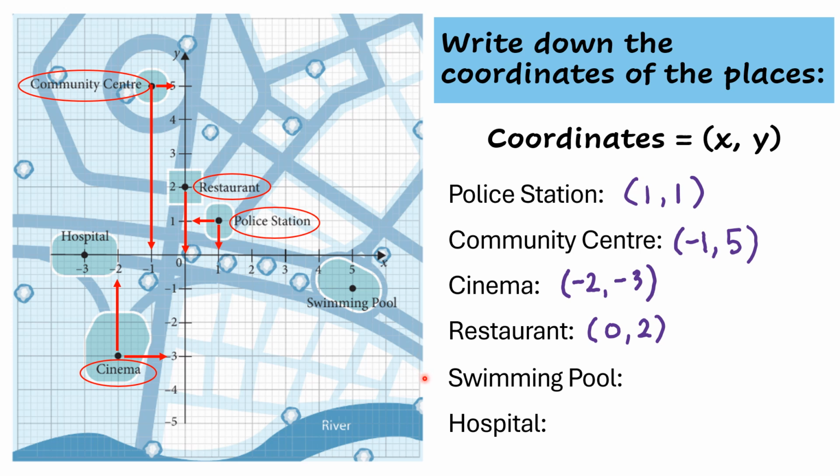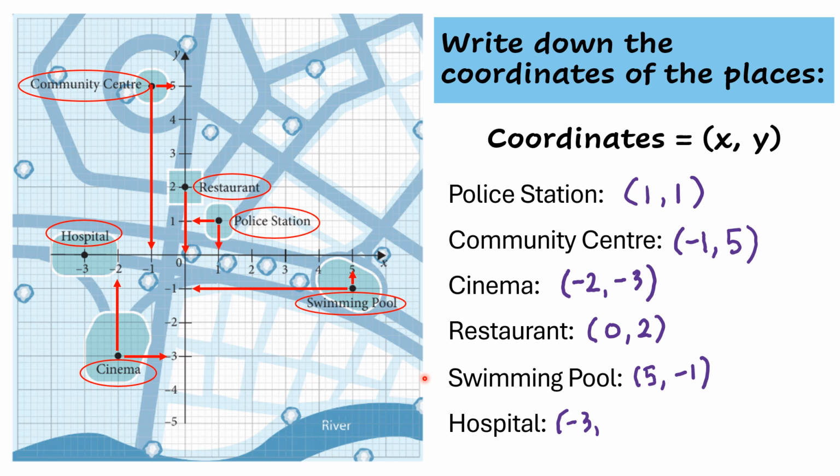Now move on to the swimming pool. The swimming pool is here. Again, I look for the x value, which is 5, and then I look for the y value shown on the y-axis, which is simply -1. So I complete the coordinates. This will give me 5 and -1. Now, how about the last point, the hospital?